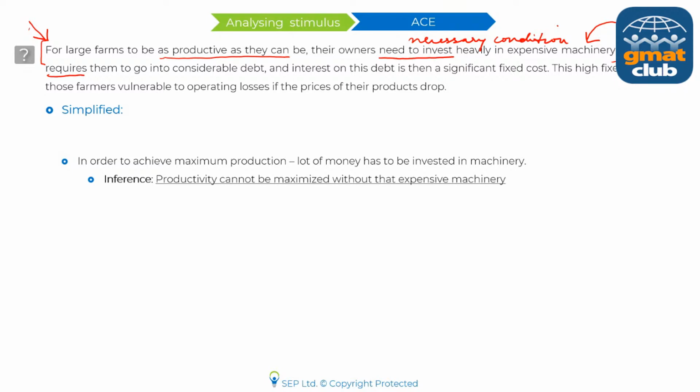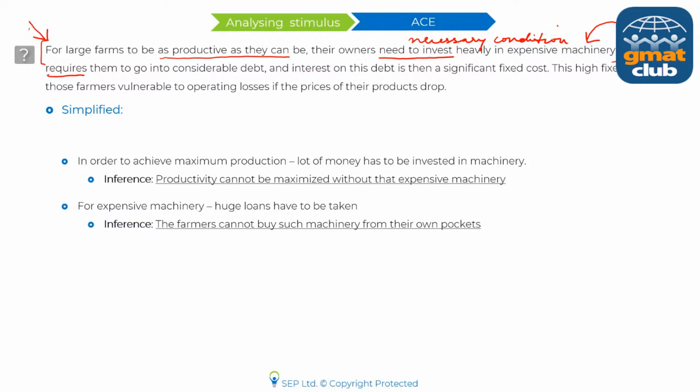Okay, so I'm going to stop there and say, okay, so for expensive machinery, huge loans have to be taken. And from this, I can again draw an inference. I can say, okay, if they need to take the loan, it means they can't buy that machinery from their own pockets. All right, great. So that means in order to achieve maximum production, they have to take huge loans. This is A is to B and B is to C. So A is to C. That means in order to achieve maximum production, huge loans have to be taken. Got this? See how I'm drawing the inference?